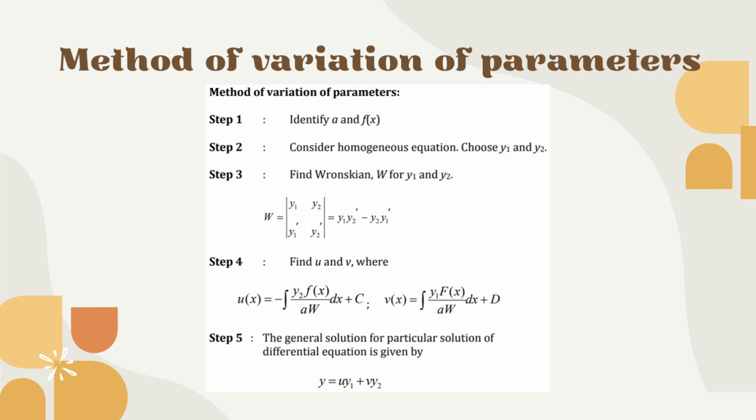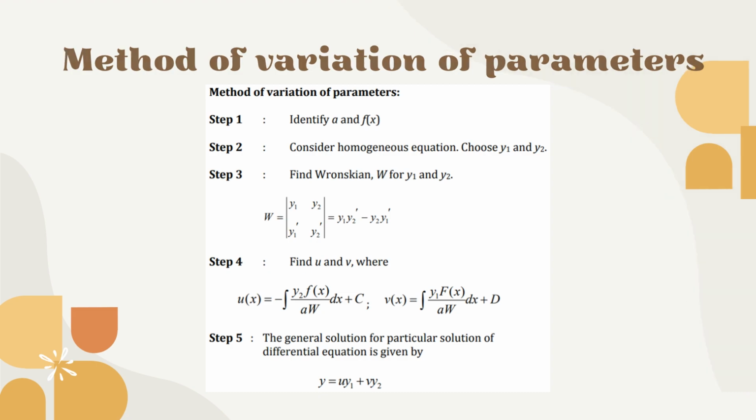Step 3 is find the Wronskian. The Wronskian formula is W equal to y1 times y2 prime minus y2 times y1 prime. Step 4 is find the u and v, where u is equal to negative integral of y2 times f(x) divided by alpha times W dx plus c. v is equal to integral of y1 times f(x) divided by alpha times W dx plus d. Step 5 is the general solution for particular solution of differential equation is given by y is equal to u times y1 plus v times y2.